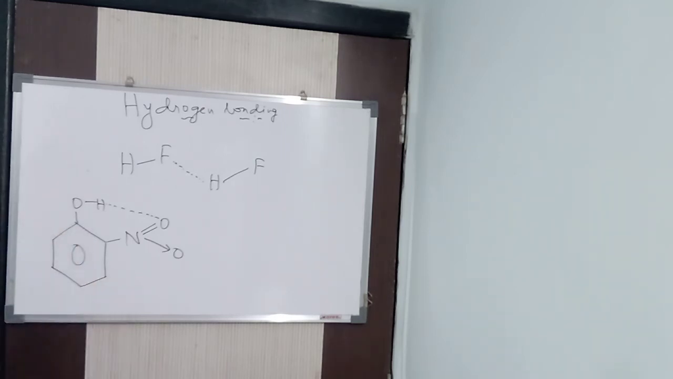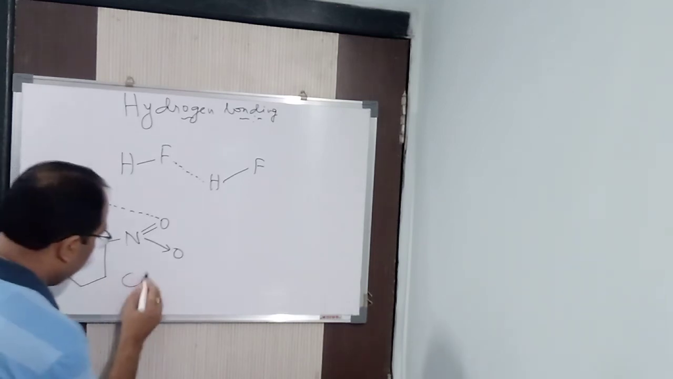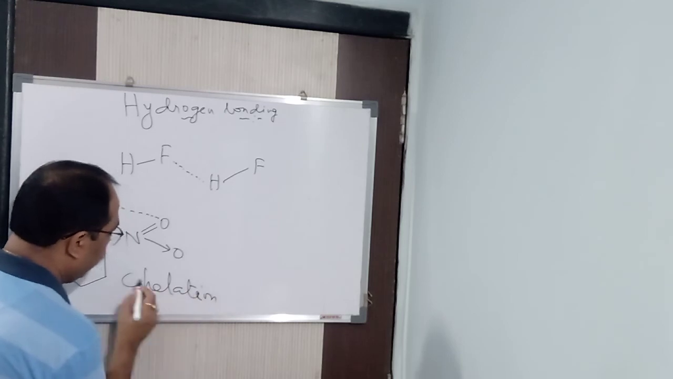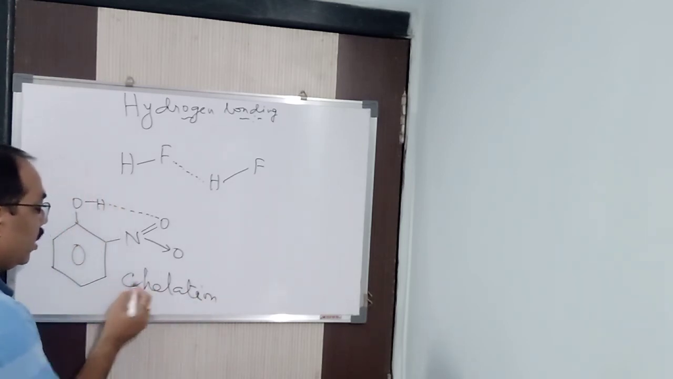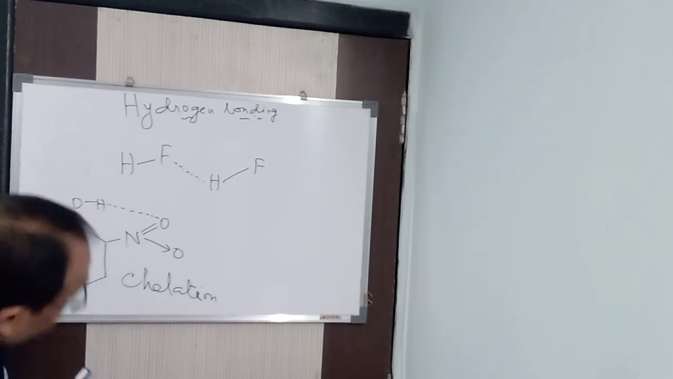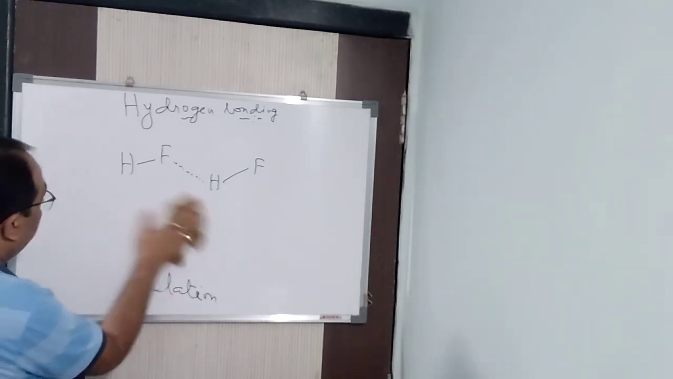So this is also called chelation. This is known as chelation. Intramolecular hydrogen bond is otherwise also called chelation. We can say that. Clear? Fine. So in this way, you learned about inter and intramolecular hydrogen bond.